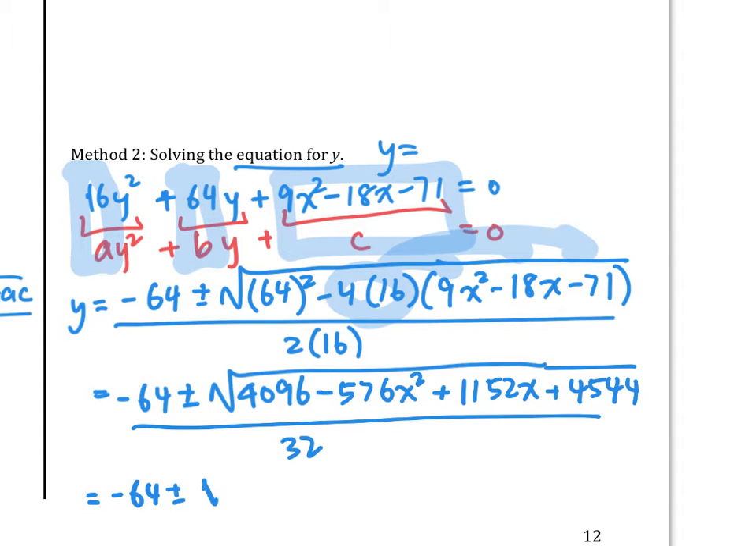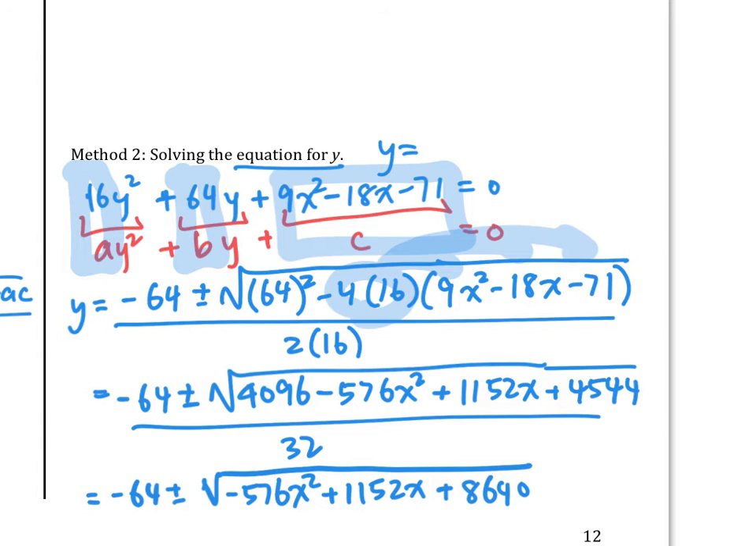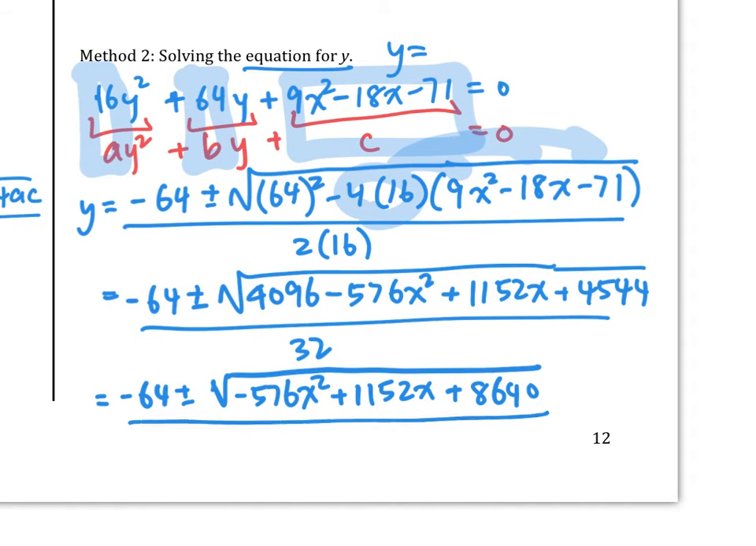And I'm going to put this in order, so I'm going to put the x squared first. Negative 576x squared plus 1152x plus 4096 plus 4544 plus 8640 all over 32.